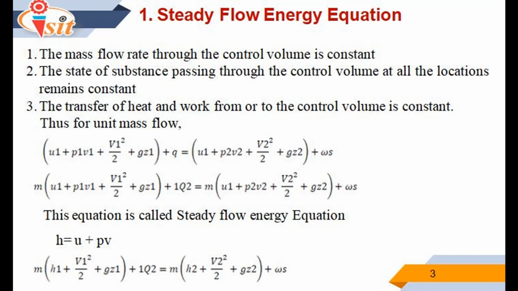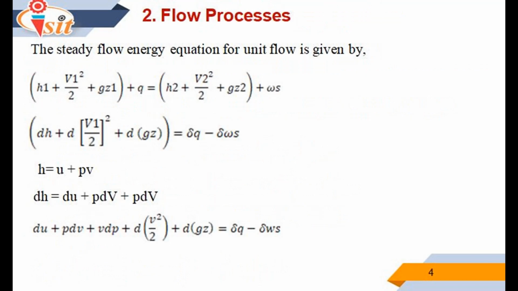If we substitute the value of H = U + PV, it reduces to m(H1 + V1²/2 + gZ1) + Q1-2 = m(H2 + V2²/2 + gZ2) + Ws. The next important point is flow processes.